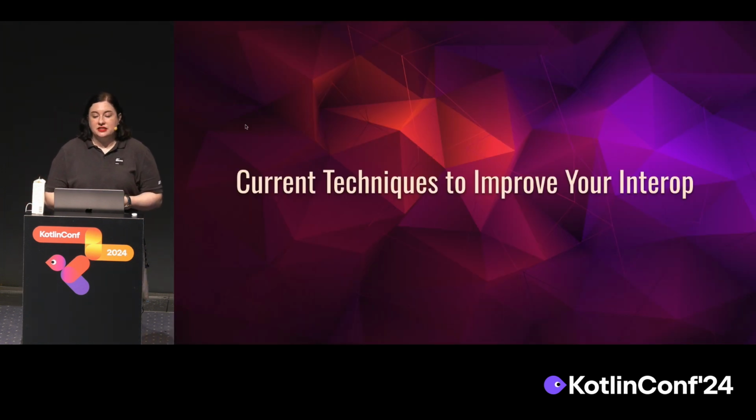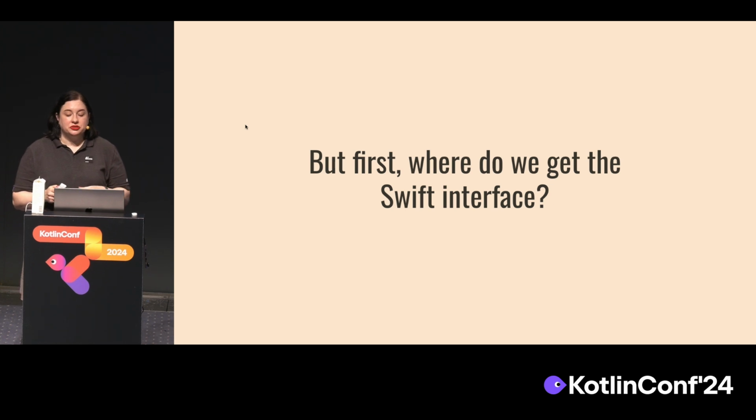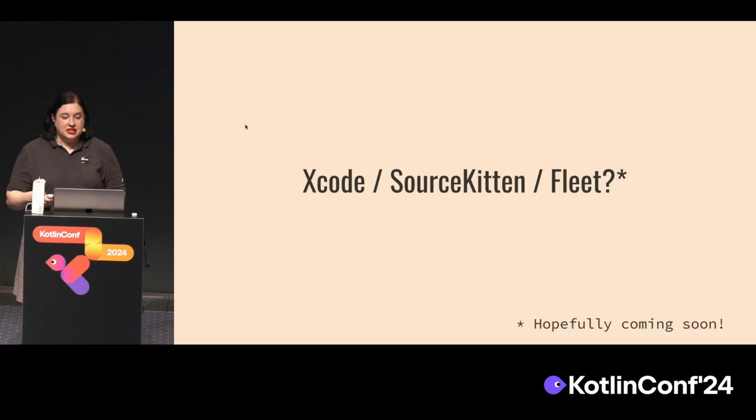So next, let's look at the current techniques to improve your Kotlin Swift interop that you can use right away. First, I want to show you how you can go from the Objective-C header that the Kotlin compiler generates to the Swift interface that you can examine for interoperability issues. That's basically with two and maybe a quarter or a half tools, depending on how you count. We've got Xcode, that's one tool. Then there's a command line utility called SourceKitten. And hopefully our IDE Fleet will complete the third one and support this functionality soon as well.